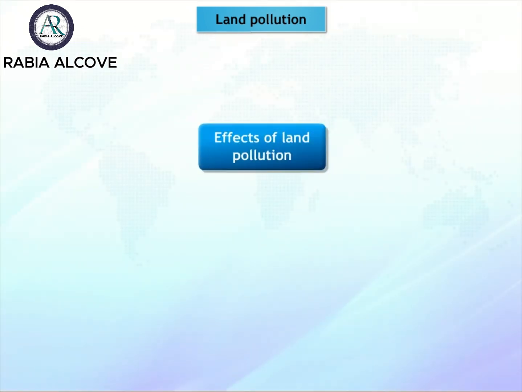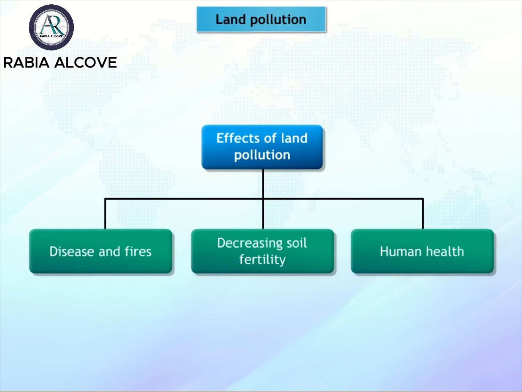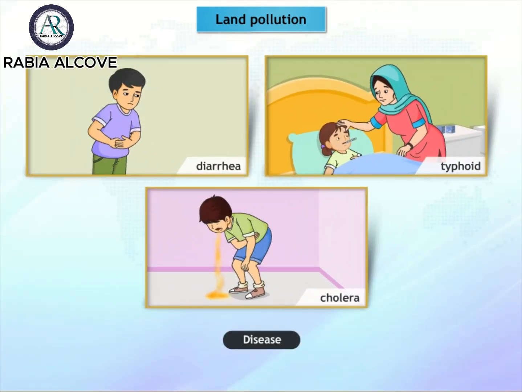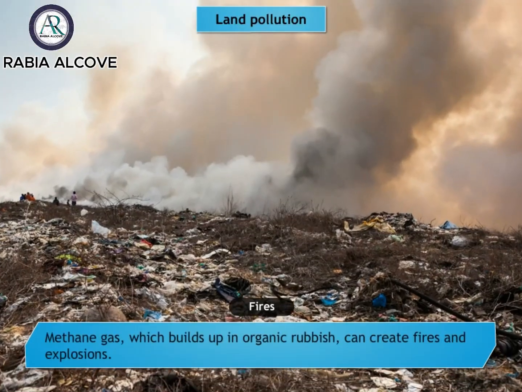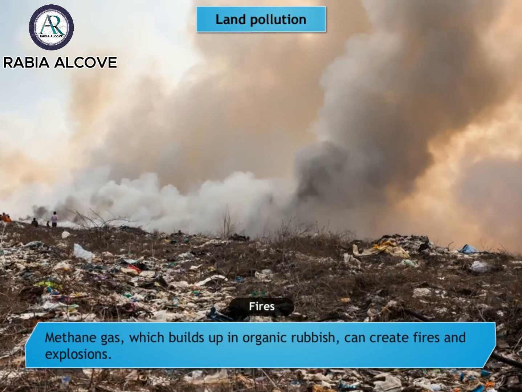Land pollution affects people, animals, and plants. Disease and fires, decreasing soil fertility, and threats to human health are some of the effects of land pollution. Rubbish sites provide a breeding ground for rodents and insects, which transmit diseases such as diarrhea, typhoid, cholera, and dysentery. Methane gas, which builds up in organic rubbish, can create fires and explosions.